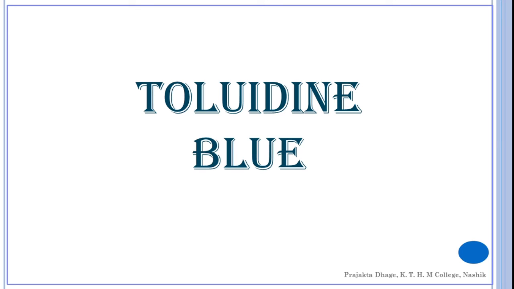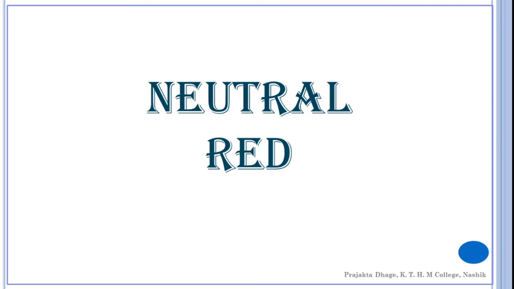Now let's move on to another one, which is neutral red. When we talk about neutral red, nuclei and other basophilic structures are stained red. So neutral red can also be used as a fluorochrome.